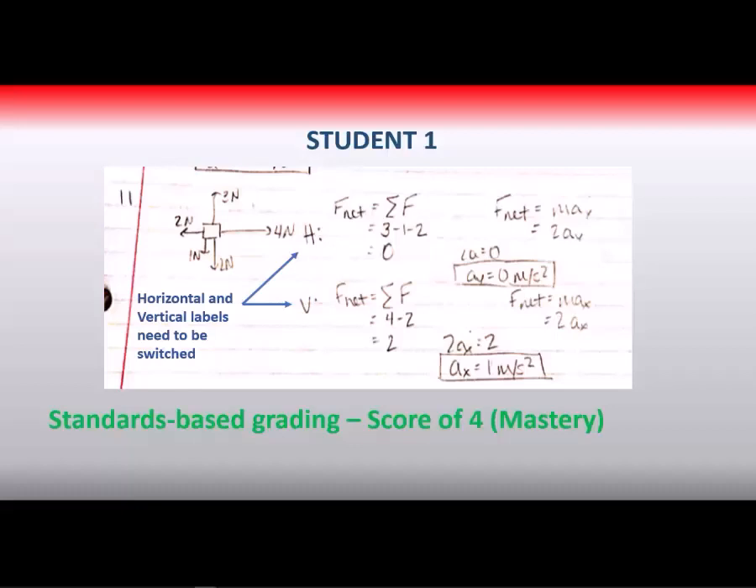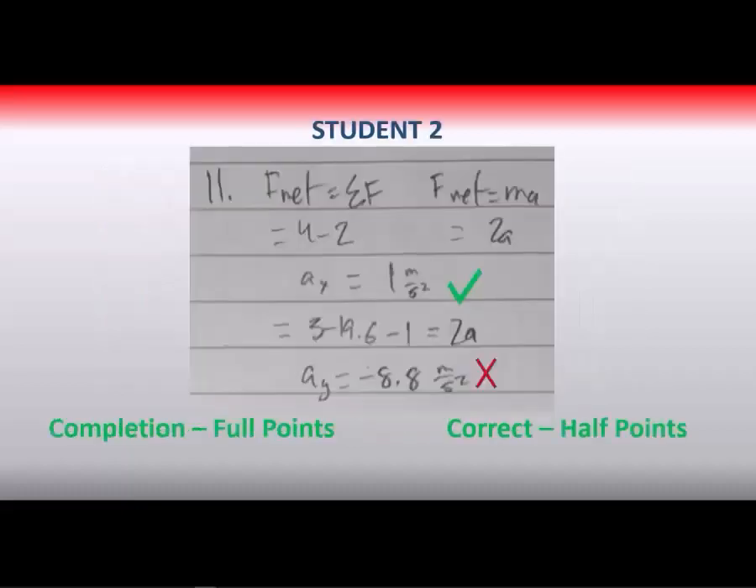Now they'll still get the same score, they'll still have all the points, so they would have gotten a score of 4, which is the highest score you can get in standards-based grading, but they would have this extra feedback right here. Now let's take a look at a different student who did not do as well.